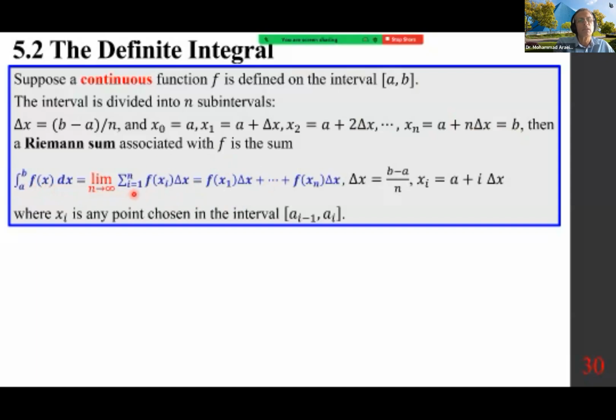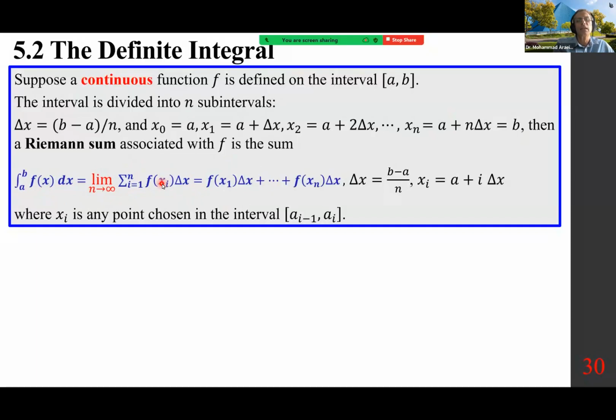The integral from a to b of f of x dx is equal to this Riemann sum: the limit of the summation of i going from 1 to n of f of x sub i delta x as n goes to infinity. They would be identical. That's the Riemann sum associated with that. f of x sub 1 times delta x all the way to f of x sub n times delta x, where delta x, as I mentioned, is (b minus a) over n, and x sub i is a plus i delta x. In essence, these are the right endpoints, where x sub i is any point in between. But when we write it in this format, normally we go with the right endpoints.